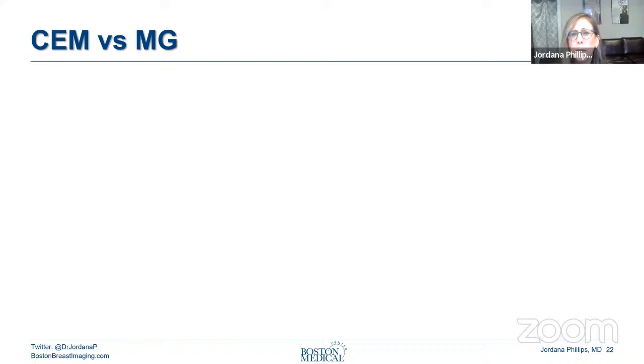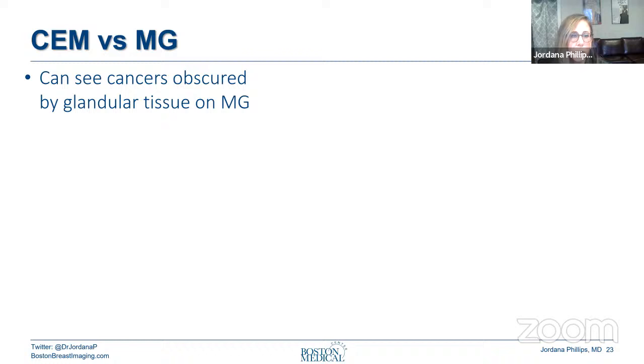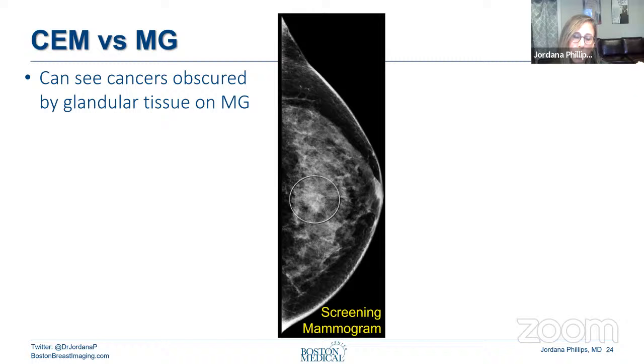But let's get into a little bit more about the difference between contrast enhanced mammography versus conventional mammo. There are some obvious benefits. To start, we can see cancers that would otherwise be obscured by glandular tissue on a mammogram. Let me show you another example of this. This was a patient who had an asymmetry in the central portion of her left breast. You can see it's marked here by the circle. She came back for a diagnostic contrast mammogram.